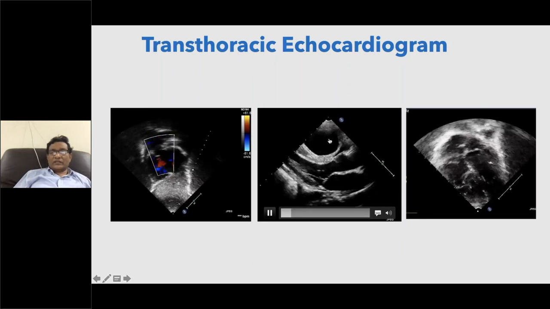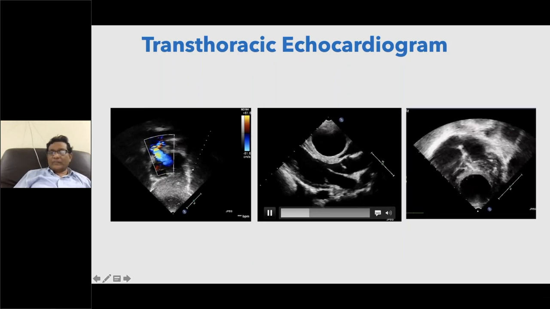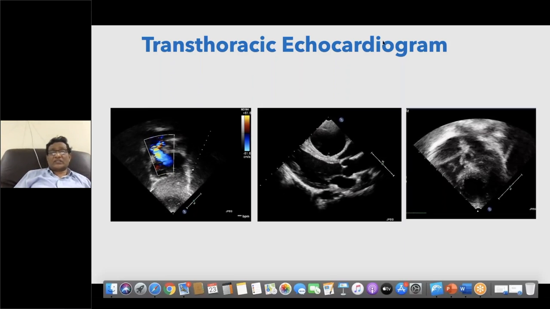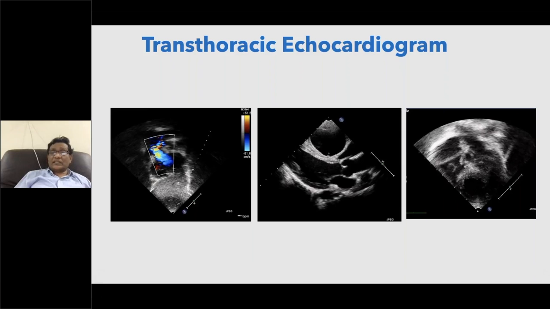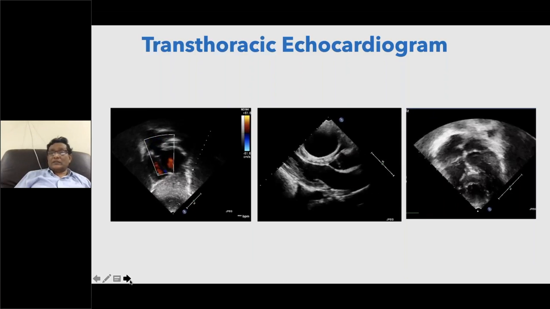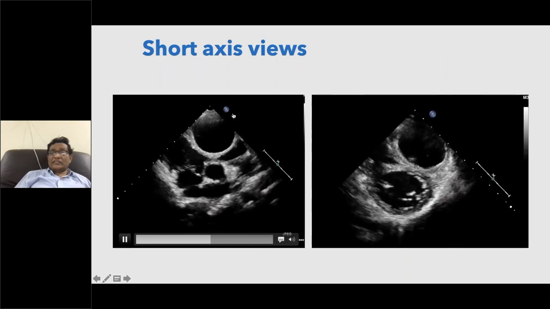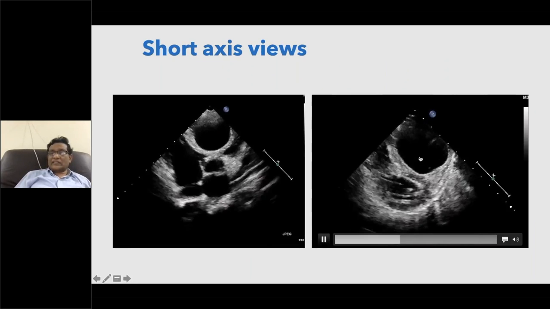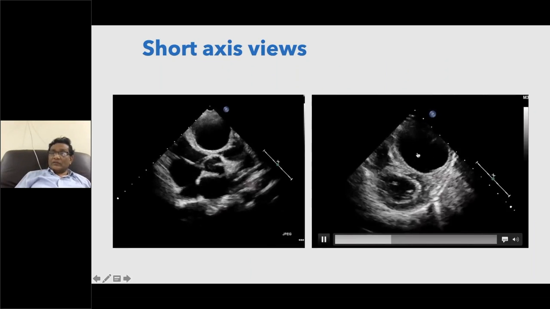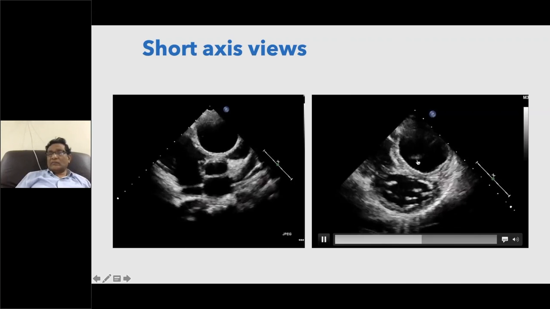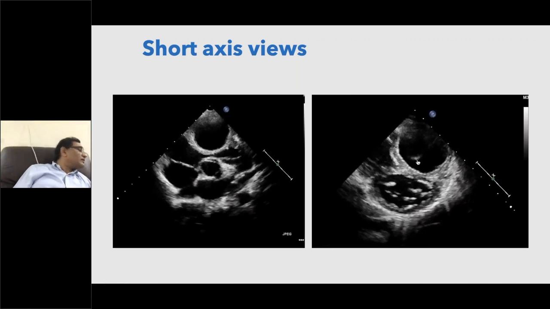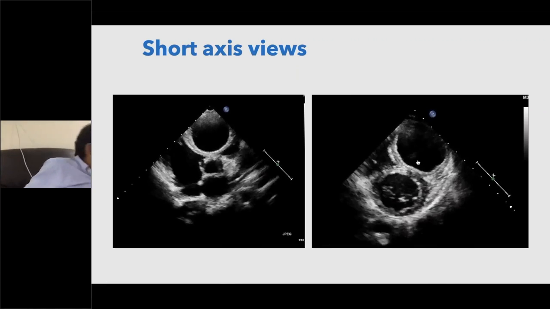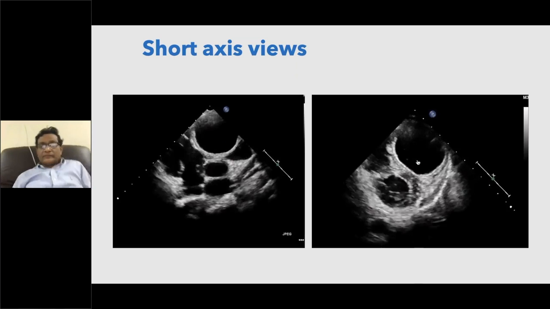The findings are a big sac seen here. There's another sac at the right ventricular apex, a cystic-like structure. You can see the cystic-like structure here, and again here. Interesting. You can also see some particles. So what is our diagnosis?